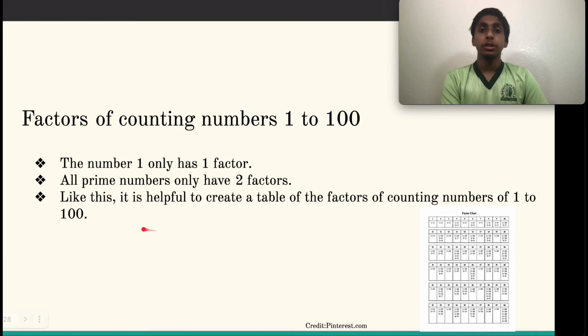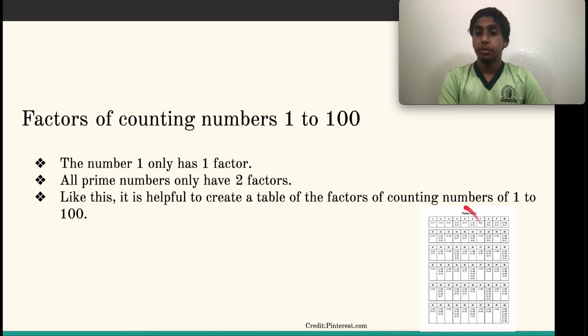Okay, so here are the factors of counting numbers 1 to 100. What I basically mean by this is, the number 1 only has one factor. All prime numbers only have 2 factors. So sometimes it's helpful to create a table of, oh, how many factors does 12 have? How many does 16 have? And so on, just in case you're asked a question around that basic topic.